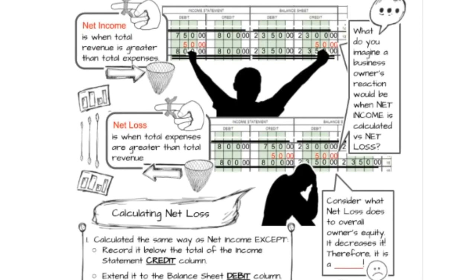So just a kind of visual that has helped accounting students in the past, but that's a reminder that net loss is recorded on the inside columns. And if you consider what net loss does to overall owner's equity, it decreases it. So therefore, in the balance sheet columns, it's going to be a debit.